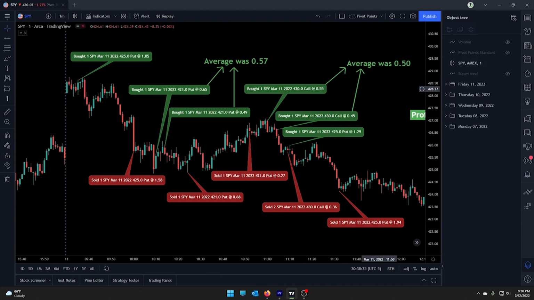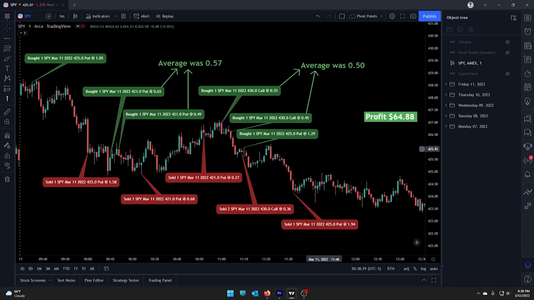I did some averaging down. But at the end of the day, fortunately, I was able to walk away with a $64.88 profit to close out the week. This brought my account to where it's currently at, which is $589 and some odd cents. And we live to trade another day. So we will pick this up again on Monday. And we will play the charts as we see them.